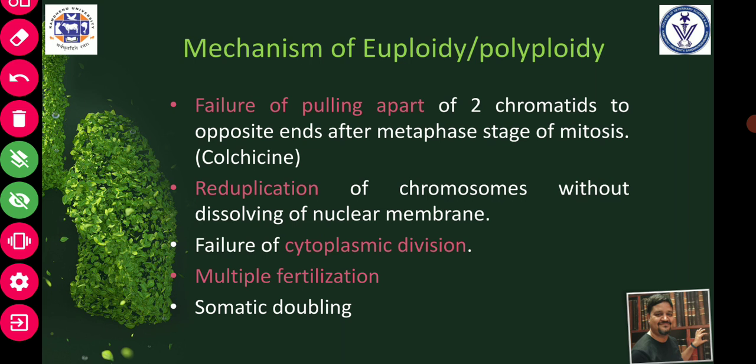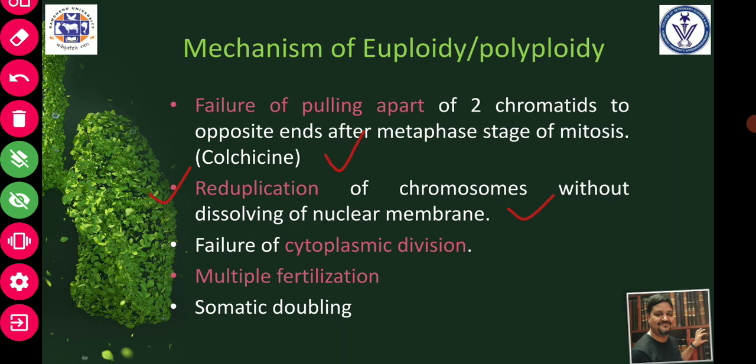So what if they are not getting pulled towards the opposite poles? In that case, there will be doubling of chromosomes, and this can be done with the help of colchicine. Colchicine is the agent which will destroy the traction fibers, and this may result in euploidy or polyploidy. The second mechanism is reduplication of chromosomes without dissolving of the nuclear membrane. So chromosomes will be doubled, but the nuclear membrane will not be dissolved. That will also create euploidy or polyploidy.